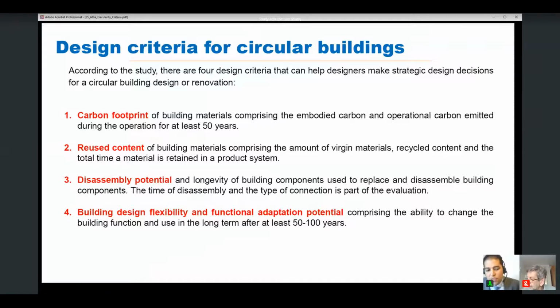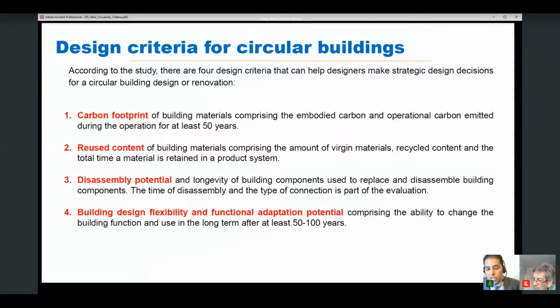The third criteria was focused on the disassembly potential and the longevity of the components. How can we disassemble the building? Are the fixations glued or bolted, nuts, and so on? And we went in all the connection types to make sure how can we dismantle the facade, how can we dismantle the foundation, how can we dismantle the structure, the skeleton, and so on.